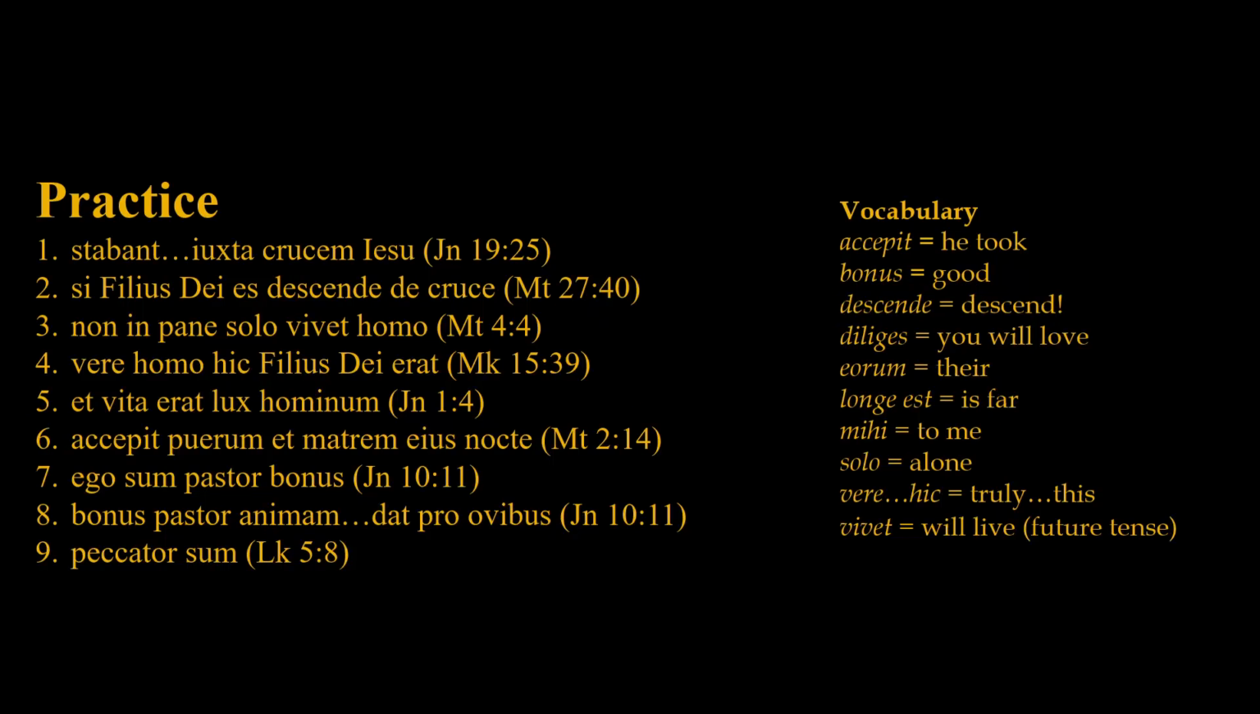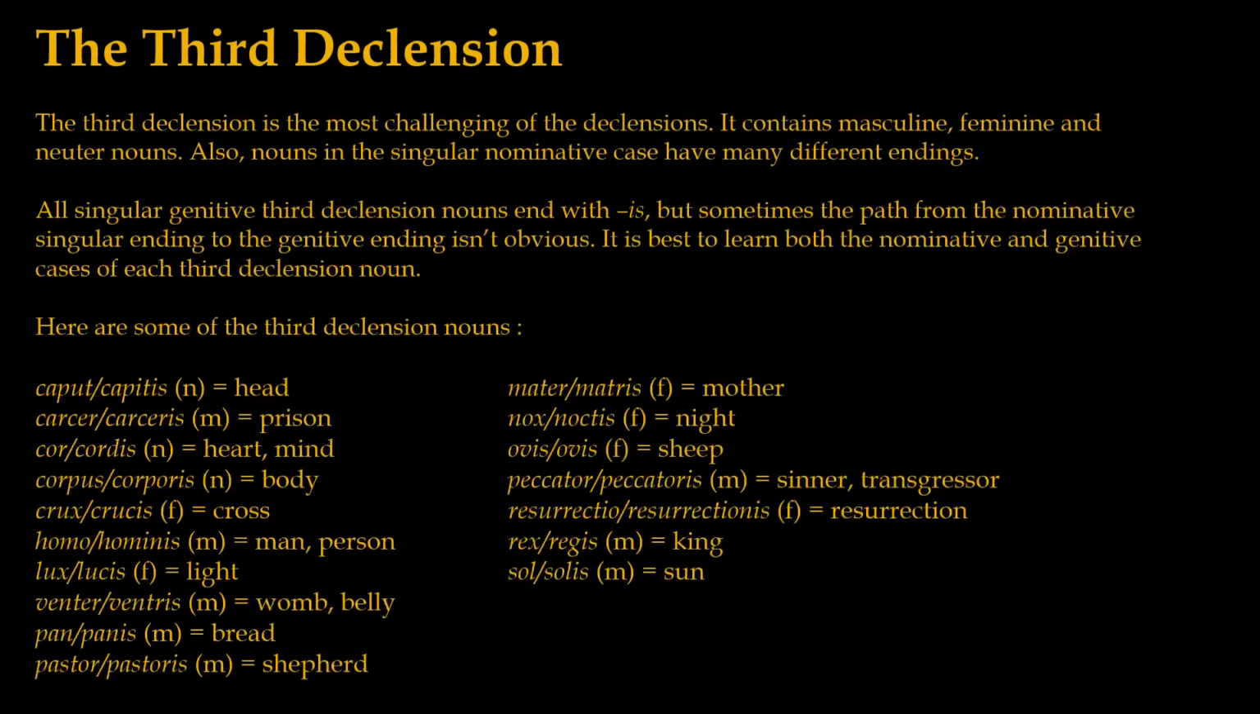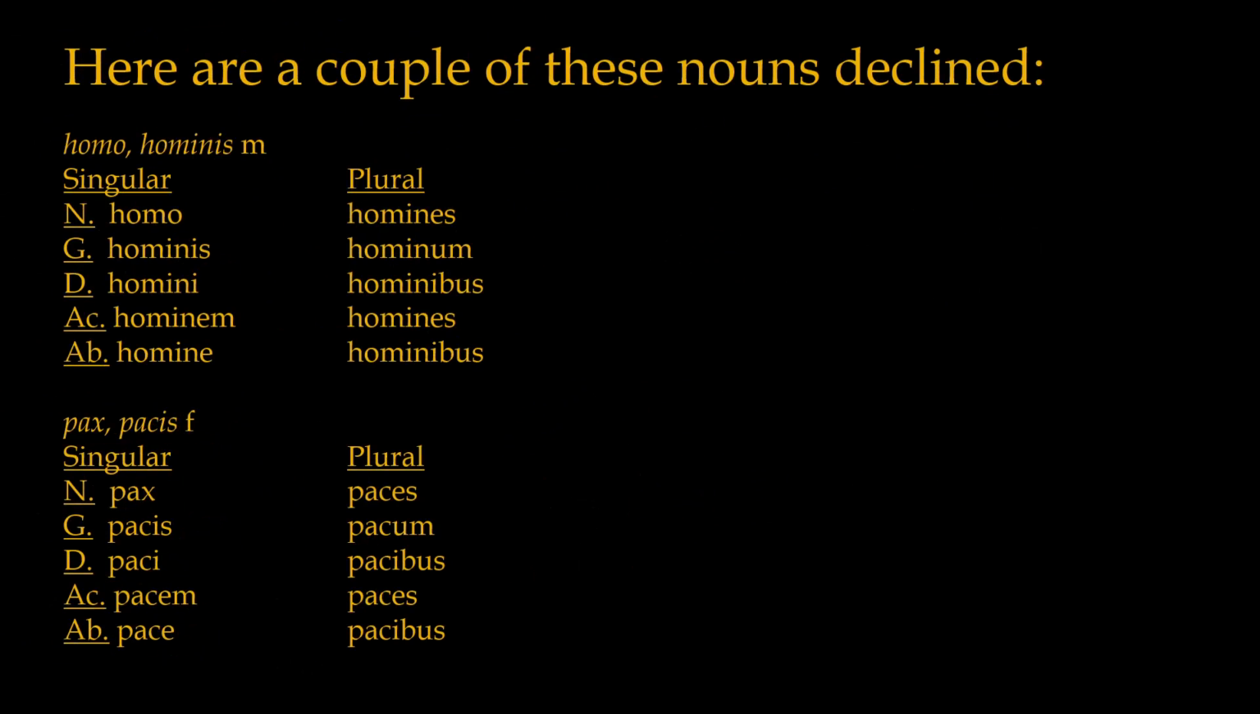Okay, et vita, first declension noun, and life, et vita erat, was lux hominum. So let's go back and take a look. Lux means light, you remember, right? Let me see, on the left column, fourth from the bottom, lux means light. And so we have that in the nominative case.